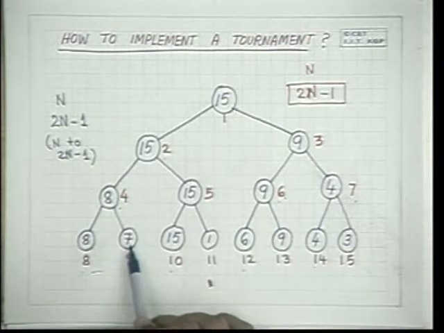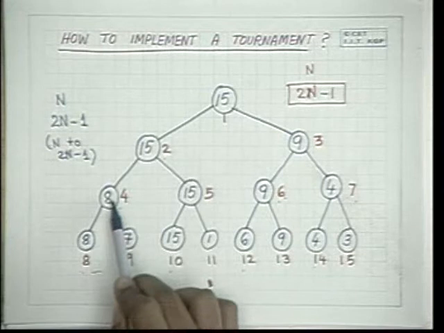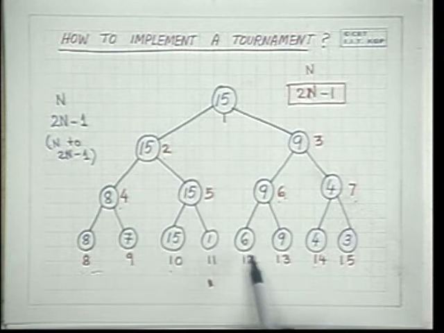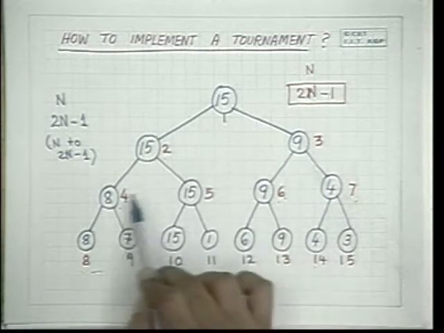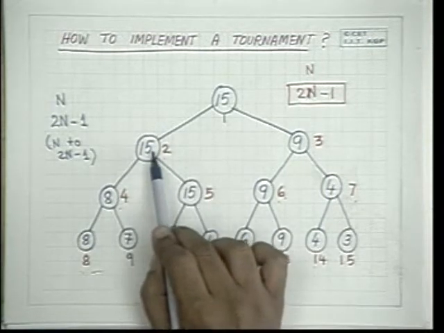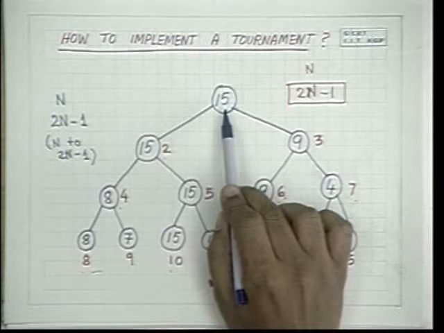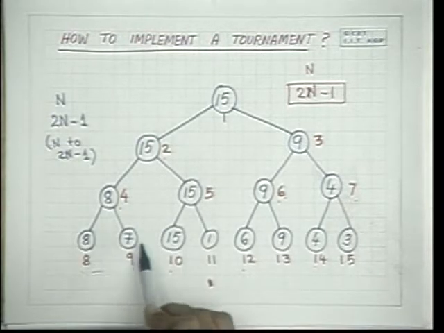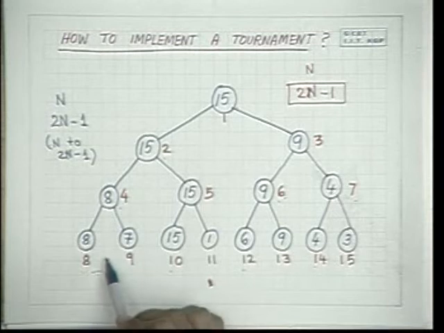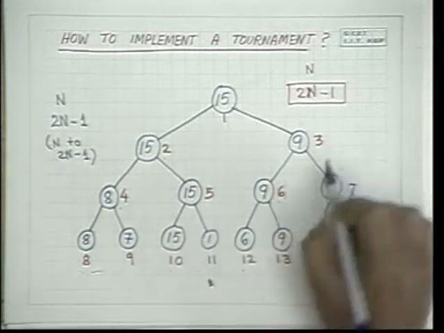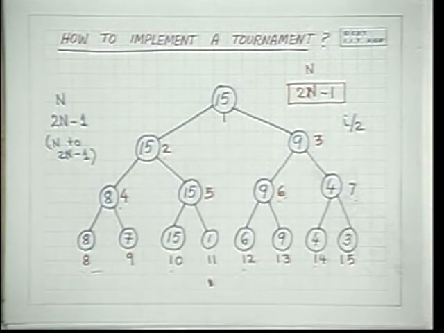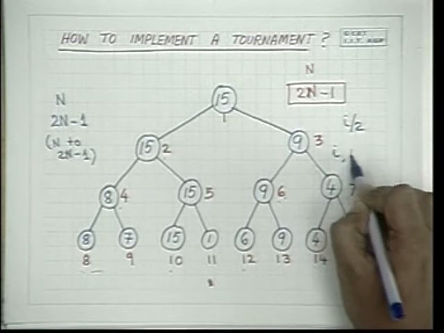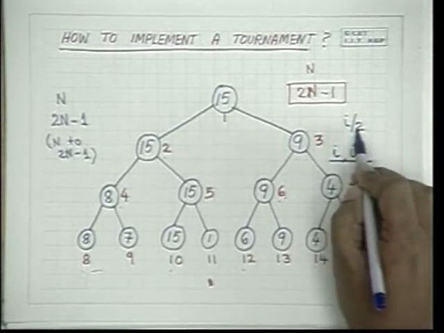Now the comparison would come as follows: 8 and 9 would be compared, and the larger one would be stored in 4, 10 and 11 in 5, 12 and 13 in 6, 14 and 15 in 7. Similarly, 6 and 7 in 3, 4 and 5 in 2, and similarly the comparison of 2 and 3 in 1. Therefore, the comparison of the ith and the i plus 1th indexed numbers would be stored in the i by 2th location, when we do integer division. So i and i plus 1 would be stored in i by 2.